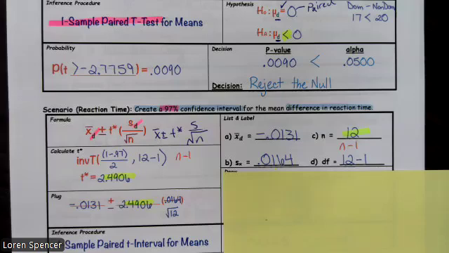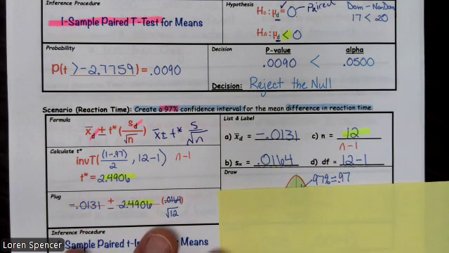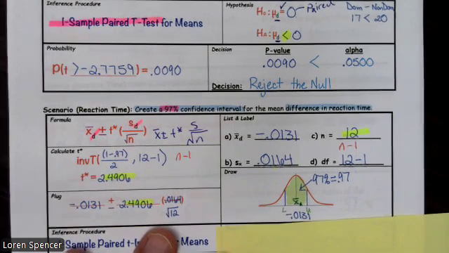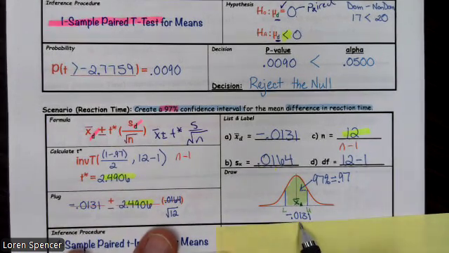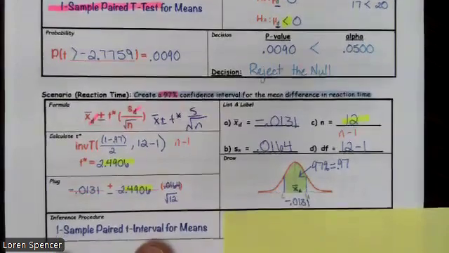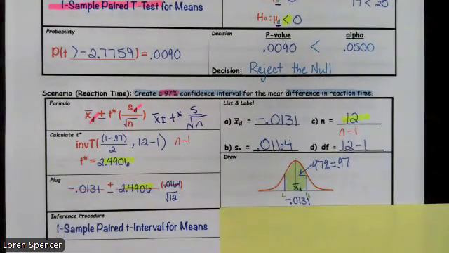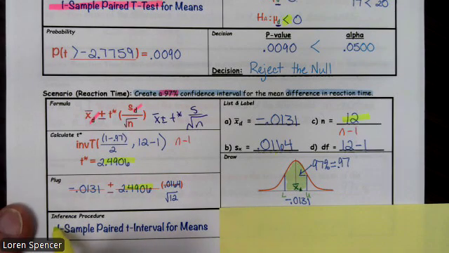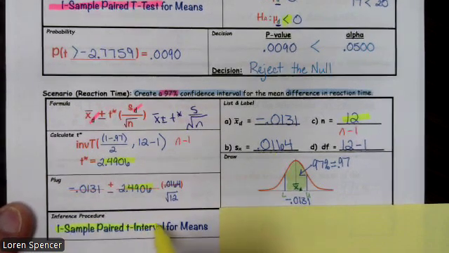All right, to draw this, please remember hypothesis tests are always centered on mu, but confidence intervals are always centered on x bar. So this confidence interval is going to be centered on x bar, so it's going to be centered on negative 0.0131, and we're supposed to have 97%. We'll have a lower and an upper. As you can see, we're running a one sample paired t interval. Please make sure you have all this information that's been highlighted.